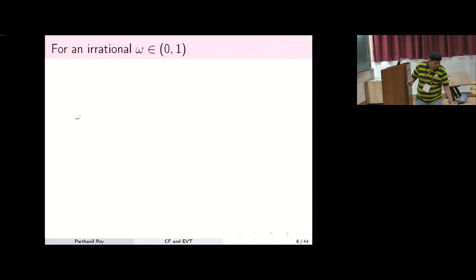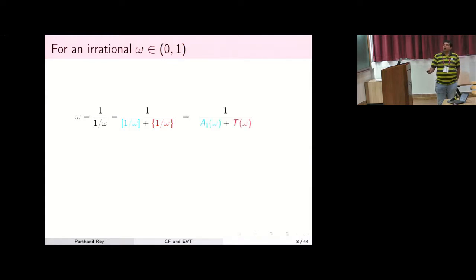So let's first look at what we did. Let's go back. We started with an omega. We wrote it as 1 over omega. And then we wrote 1 over omega as its integer part and its fractional part. That's all we did in the rational number that we started. So again, elementary school or middle school stuff. I'll call this integer part of 1 over omega A1 of omega, and the fractional part of 1 over omega T omega. And I can do that again on T omega now.